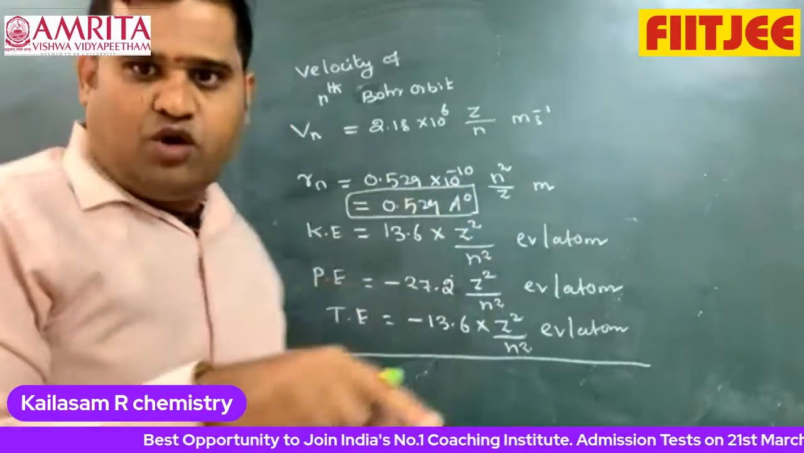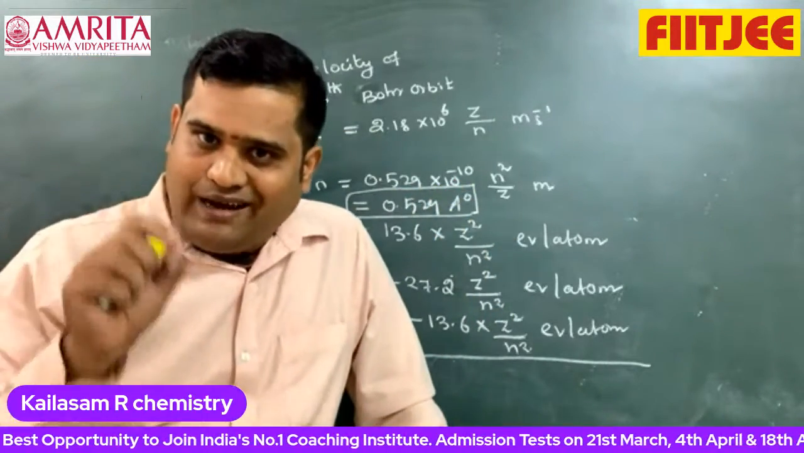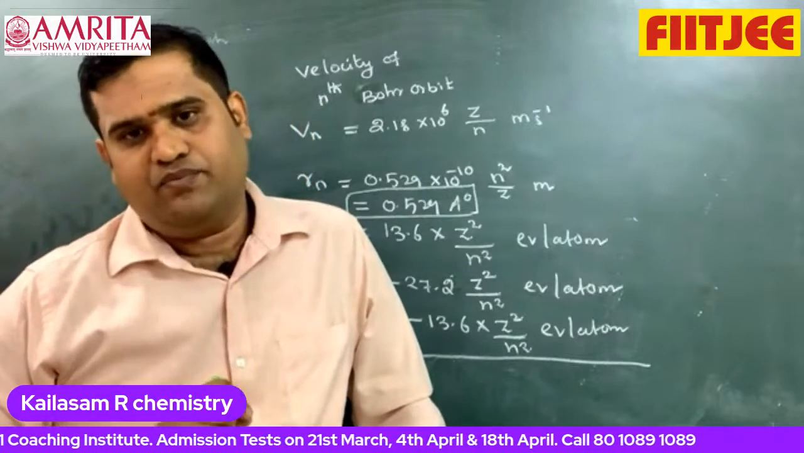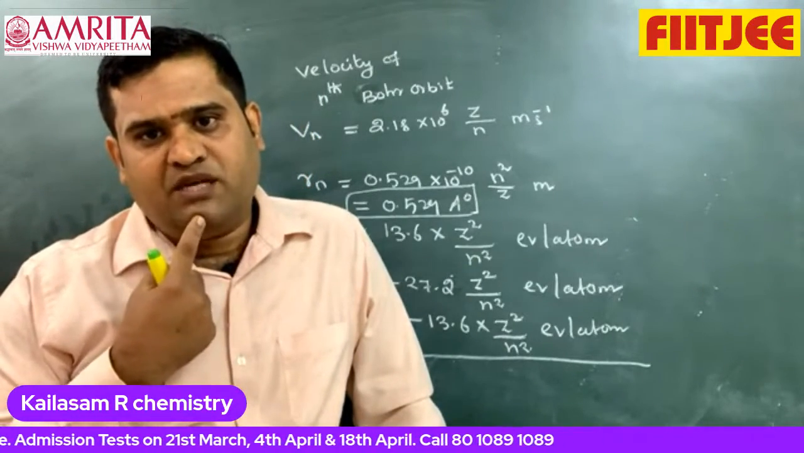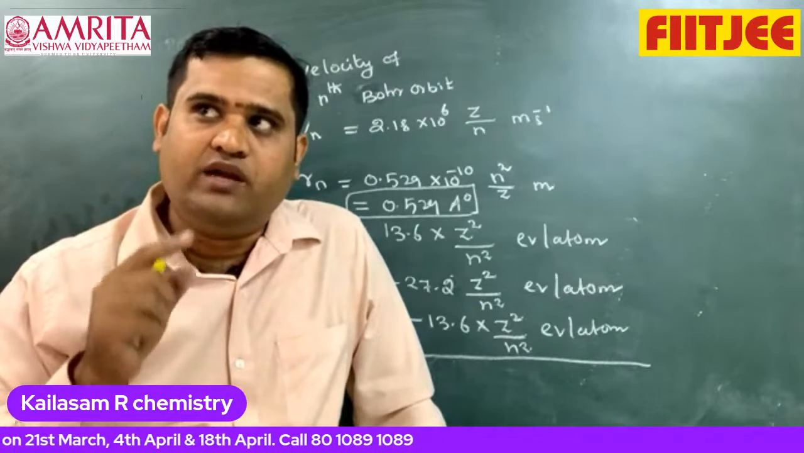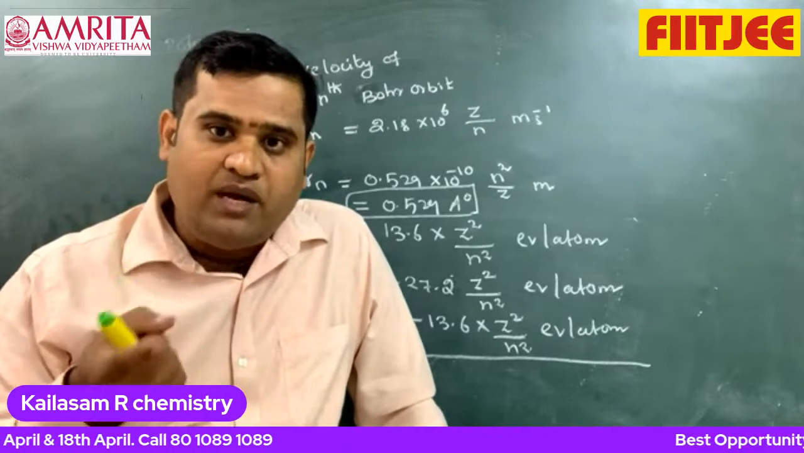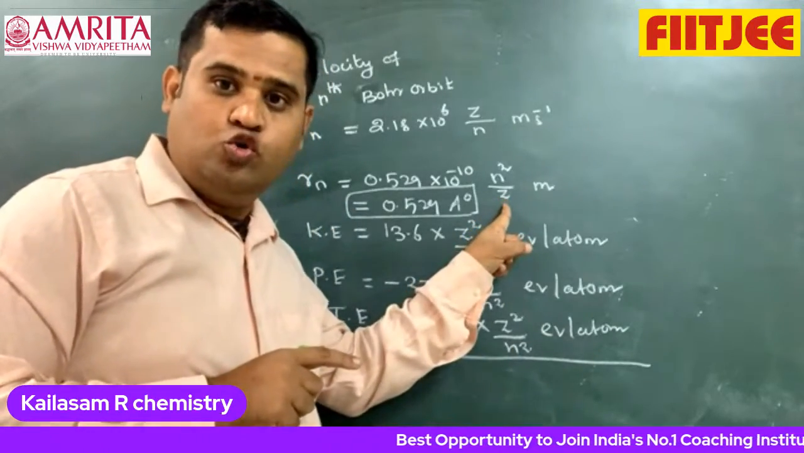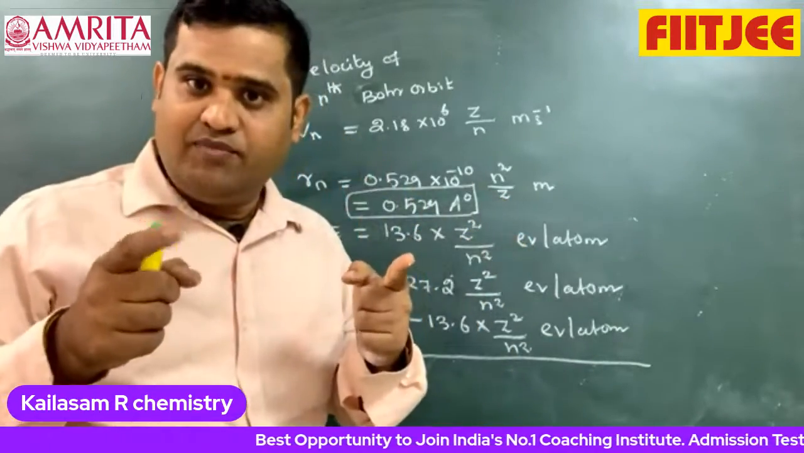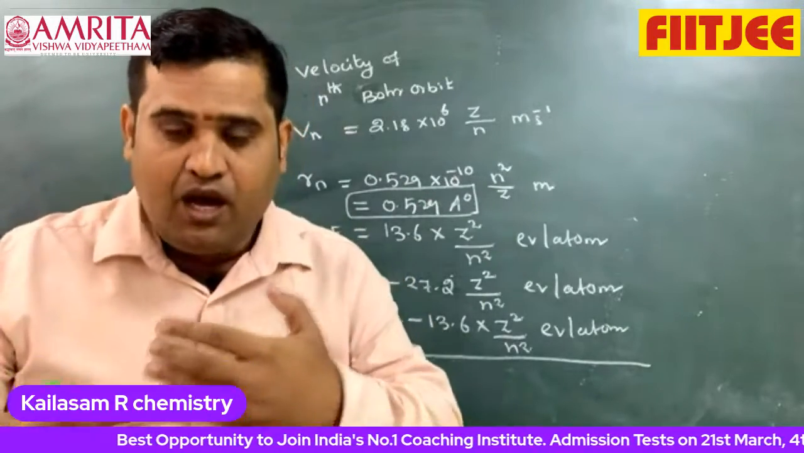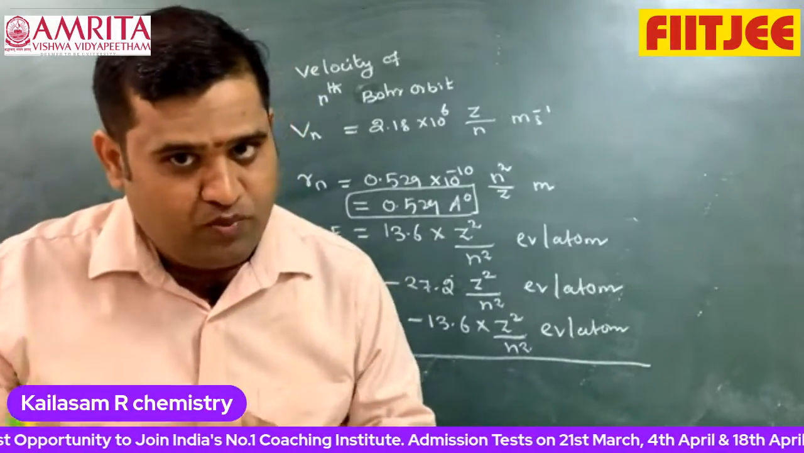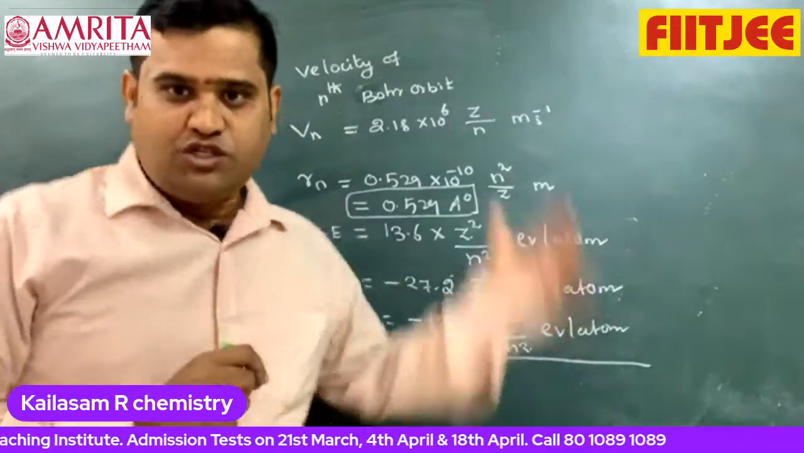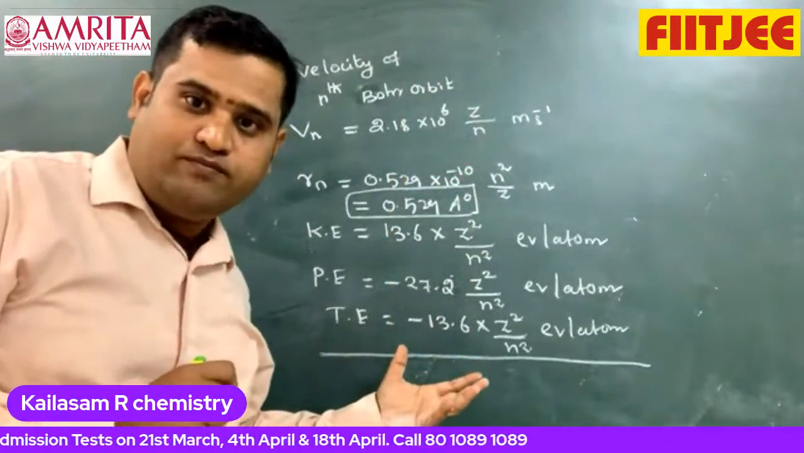Now, the question I want to ask you: what is the radius of the first Bohr orbit of helium plus? First Bohr orbit of helium plus means the atomic number changes, the number of protons will change, so Z is 2. Please keep it in your mind. When they are asking whether it is hydrogen atom or helium plus or lithium 2 plus or beryllium 3 plus, you have to think about that. Now these are all the formulas derived by Bohr.